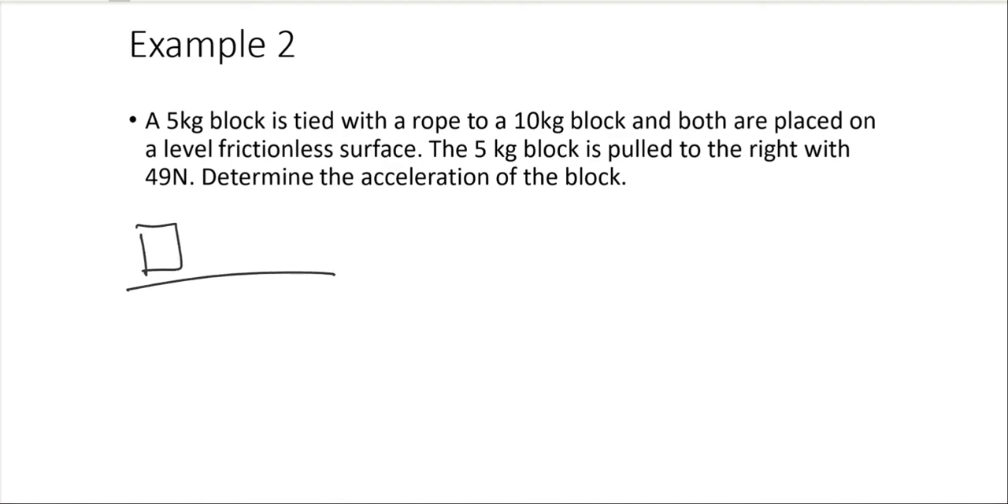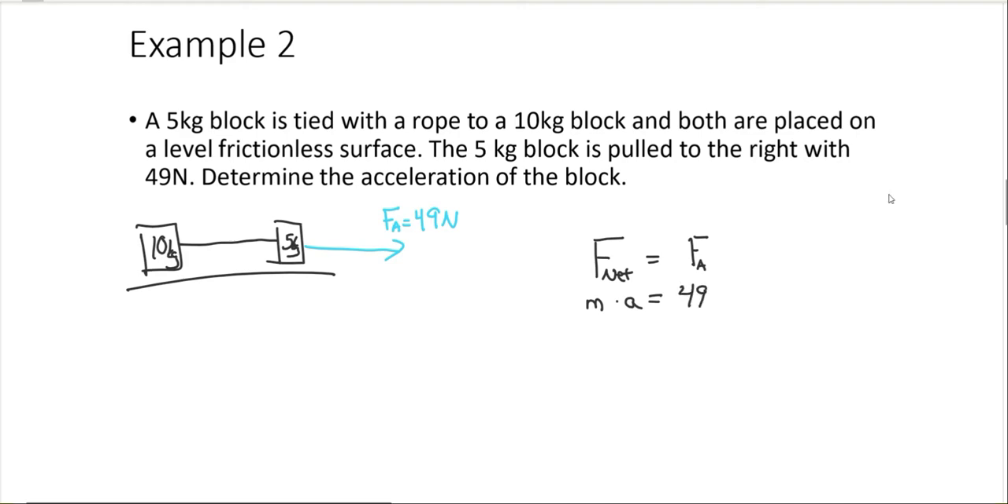Well, let's take a look. We have ourselves two blocks, and they're tied together with a rope. We have our 10 kilogram one and our 5 kilogram one. And again, we have a 49 Newton force applied to the right. When looking at the net force of this, we see that there's still only one force. There's just an applied force. But if we think about it, this is where things change. This is the mass times acceleration is 49 newtons.